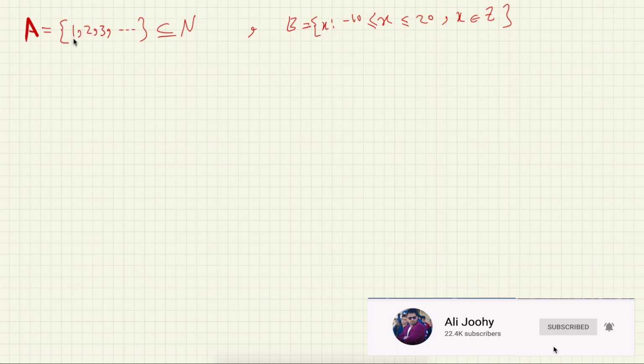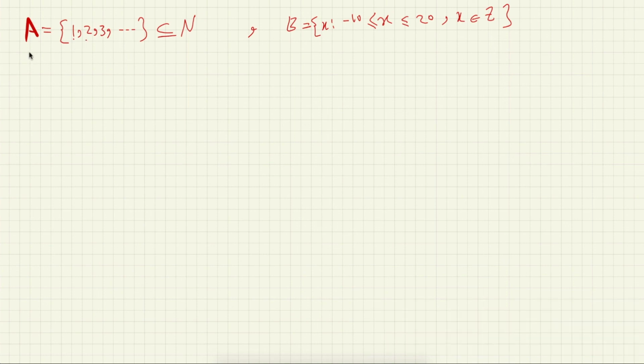This set A contains the 1 and the 2 and the 3 and so on. It's infinite, but it doesn't know anything about the numbers between 1 and 2. And the same thing for this set. It contains minus 1, minus 9, minus 8 till 0, and then 1, 2 till 20. But it doesn't know anything about the numbers between 0 and 1, or between 3 and 4. It contains the 3 and the 4, but nothing about the numbers between 3 and 4.